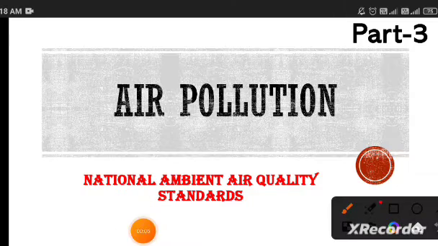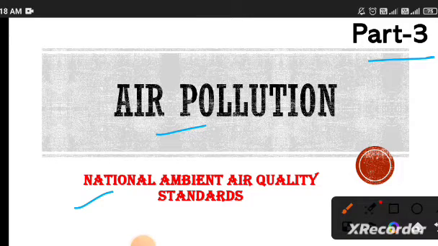This is the third part of air pollution in which we are going to discuss National Ambient Air Quality Standards in detail. And at last, we will also see some questions regarding this. In the previous video, we have already completed criteria air pollutants and the types of smog. In case you haven't seen those videos, you can check them from the link given in the description.